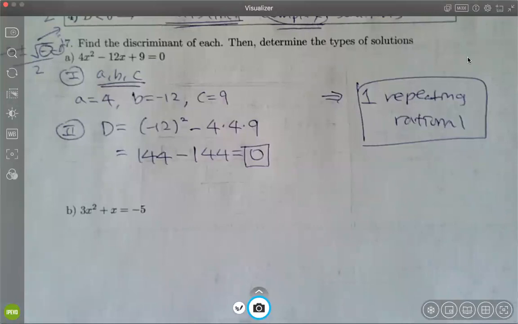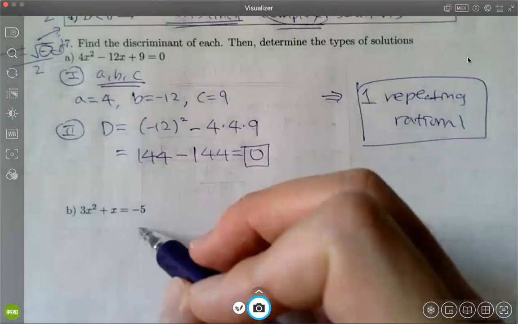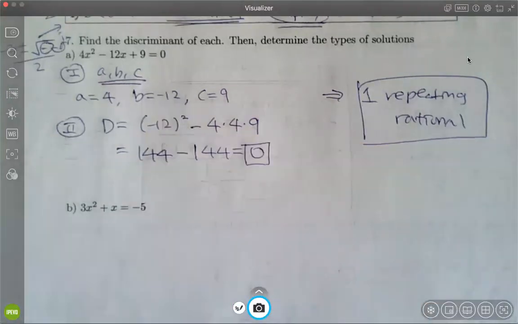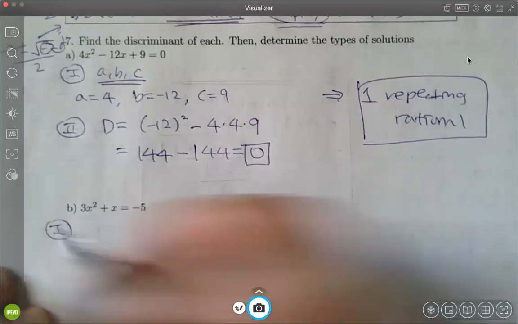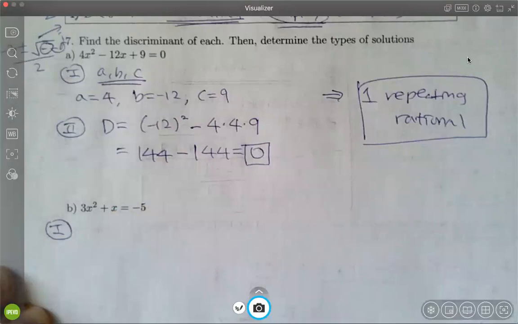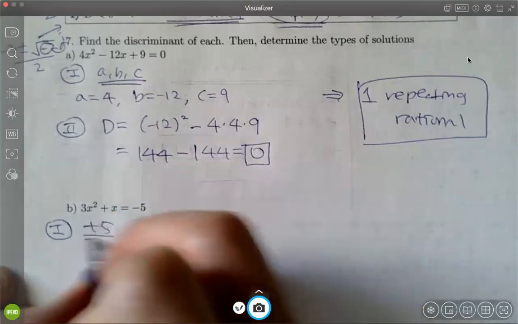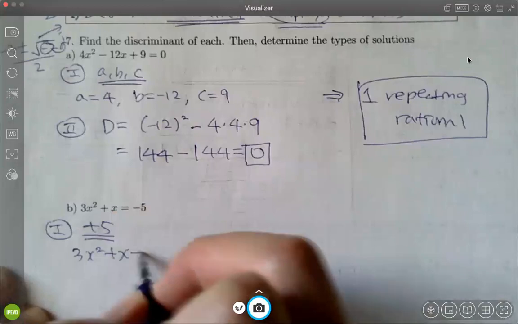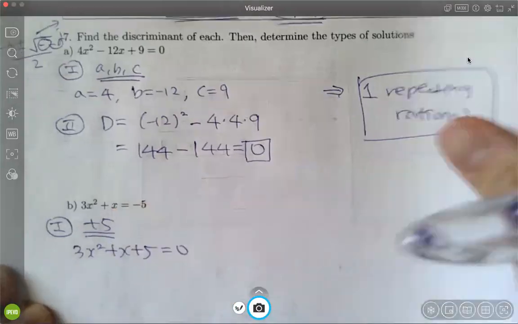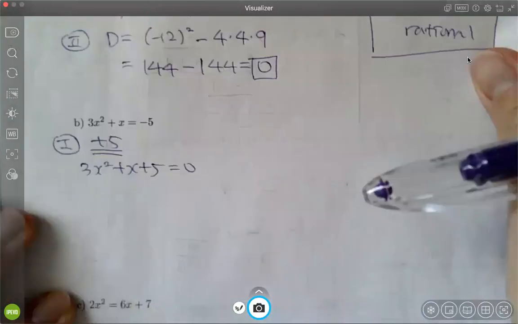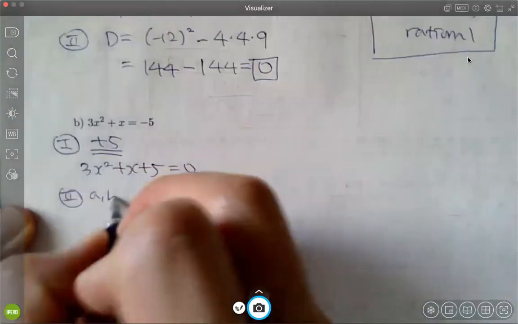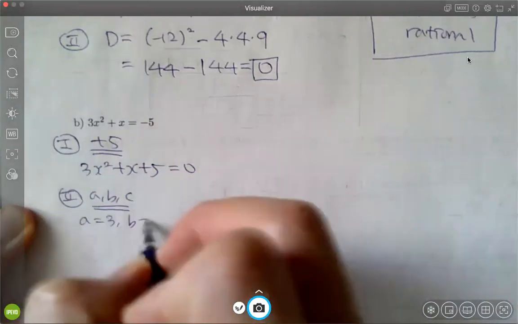So what's the difference between this part B and part A? The right-hand side is not a 0. And remember, that contradicts the setup of the quadratic formula, because the quadratic formula assumes we have 0 on one side. So before you identify A, B, and C, what do you have to do? Make one side equal to 0. So plus 5, okay? So 3x squared plus x plus 5 equal to 0. And then you can identify A, B, and C. So A is equal to 3, B is 1, and C is 5.